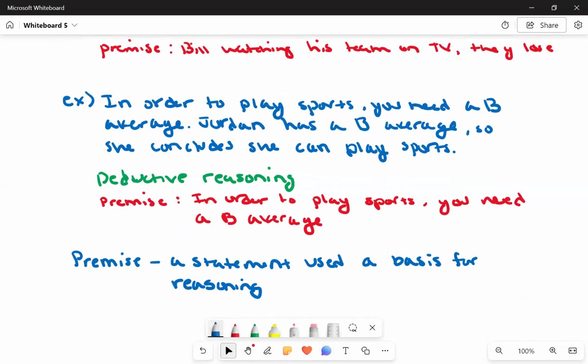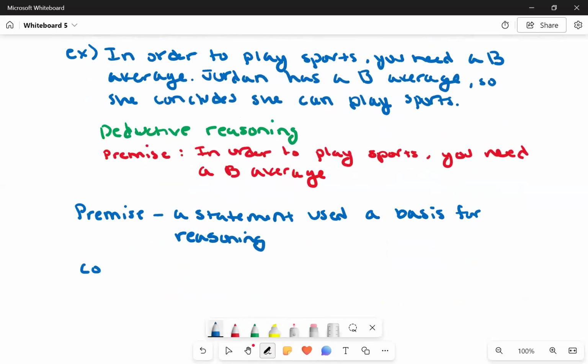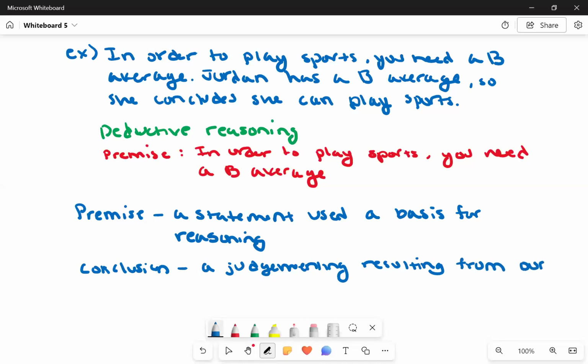So our conclusion is the judgment resulting from our reasoning. So we're using our reasoning here to form a judgment, and that is the conclusion. And in each case, our conclusion is the final sentence.